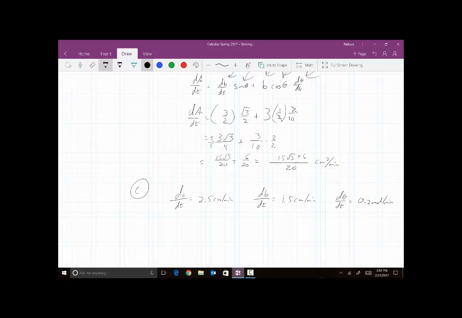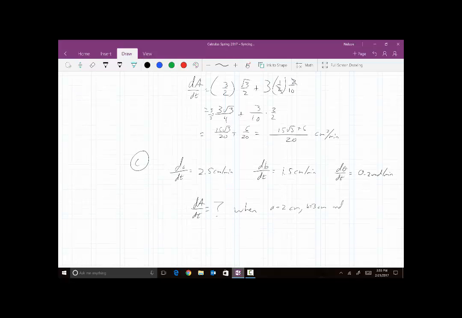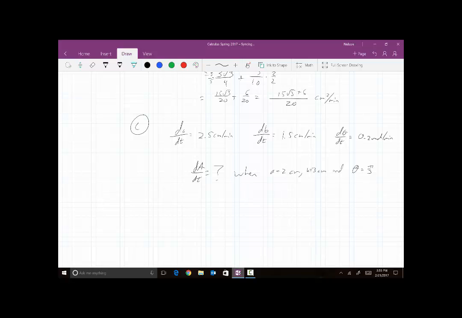And then it says, how fast is the area changing? So we have to figure out what dA/dt is equal to when it gives us values. A is 2 centimeters, B is 3 centimeters, and theta equals pi over 3 radians. The formula we're going to use is 1/2 AB times the sine of the angle between them.